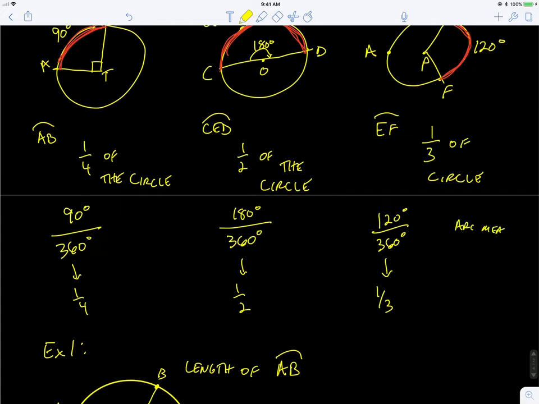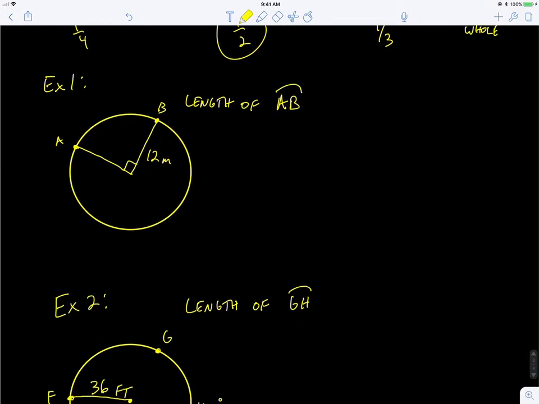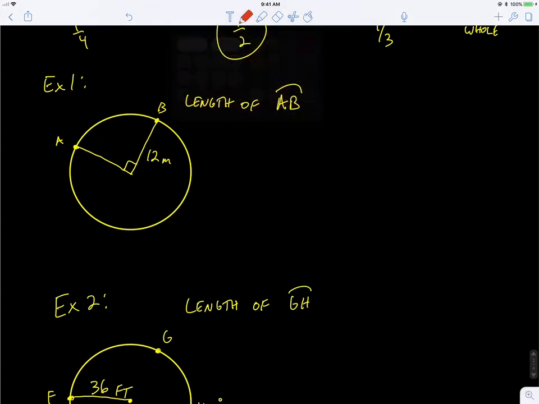So if you're finding out what part of the circle, it's going to be the arc measure, not the length, the measure in degrees divided by 360, because that's how many degrees there are in the whole circle. So you can think of it as the part divided by the whole circle. The part divided by the whole. Or you're making a fraction. What fraction of the circle? All right, so now let's go ahead and find the length of an arc using this information.